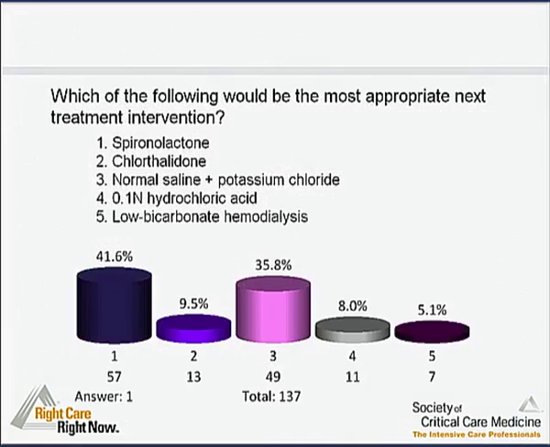Okay, very good. So most of you agree with me, the best treatment is spironolactone. He's developing significant metabolic alkalosis, and he is volume overloaded, so you can't give him normal saline and potassium. He's volume overloaded, can't do that. Chlorthalidone is going to worsen the metabolic alkalosis. Hydrochloric acid, you probably don't need to give it, and you need special arrangements with the hospital to get some, and he certainly doesn't need dialysis in the absence of renal failure.